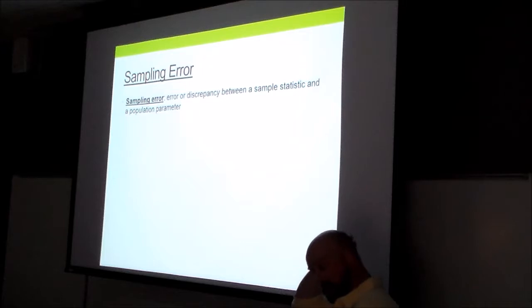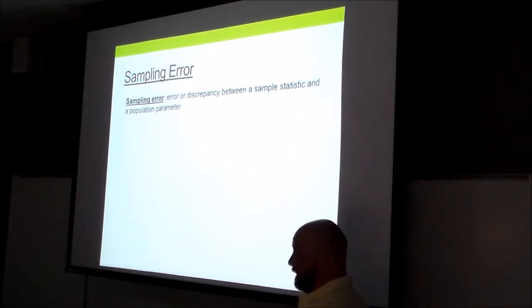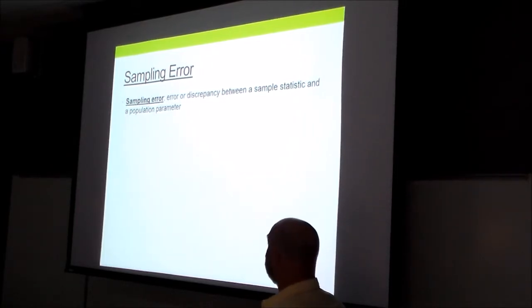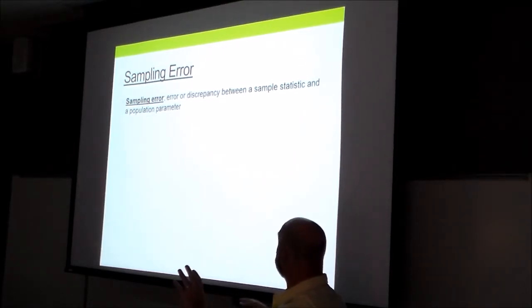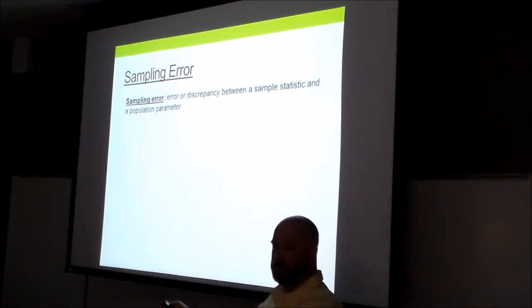Sampling error. All right, this is big. This is going to catch you and mess you up again and again and again. All right, sampling error is very, very simple from a conceptual standpoint. Sampling error is just the discrepancy between a sample statistic and the population parameter.